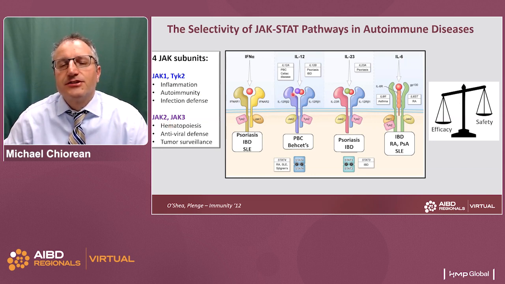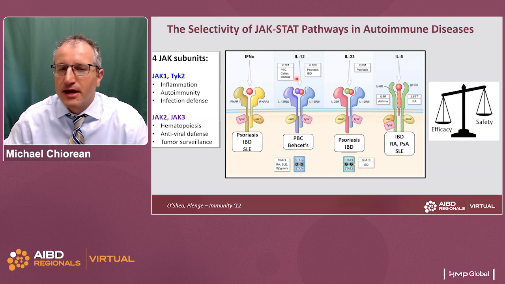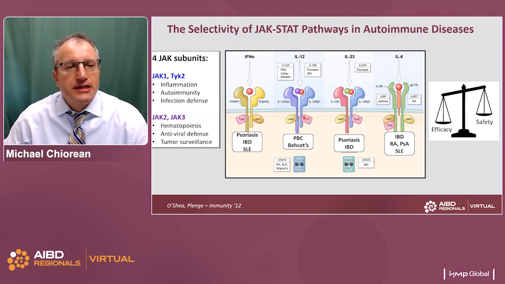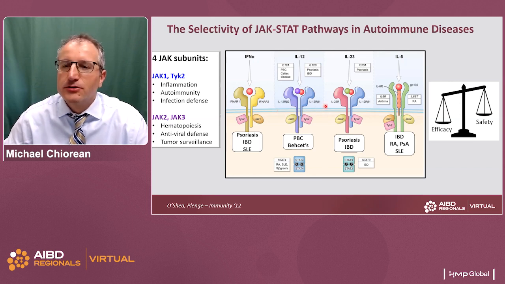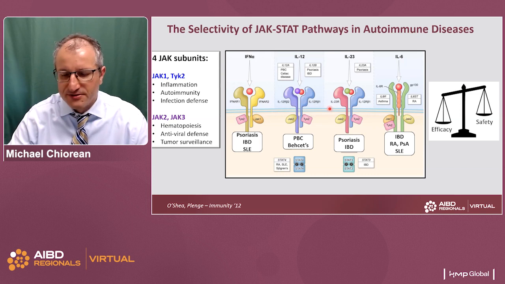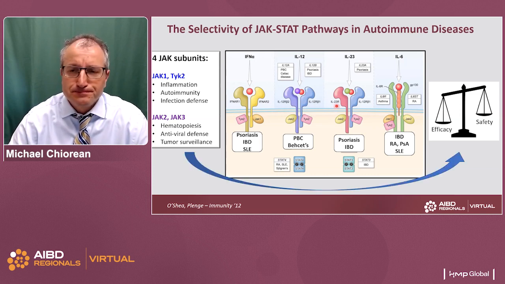So the affinity of a certain JAK inhibitor for a specific JAK molecule is what essentially dictates the specificity for a certain pathway or a certain cytokine pathway, such that these agents can be actually tailored to be more effective for a certain disease, such as inflammatory bowel disease or rheumatoid arthritis, or as you can see in the middle, lupus, Behçet's, and so on and so forth. So the selectivity of a JAK inhibitor for a specific JAK molecule may be that fulcrum that dictates the balance between efficacy and safety.